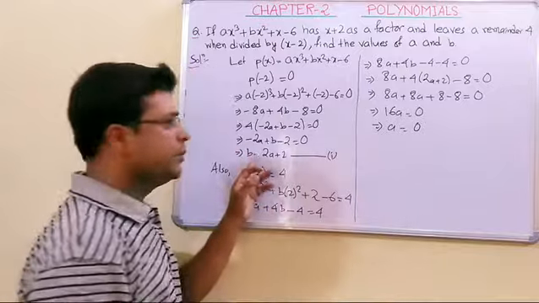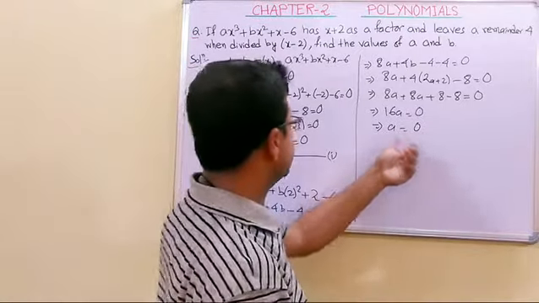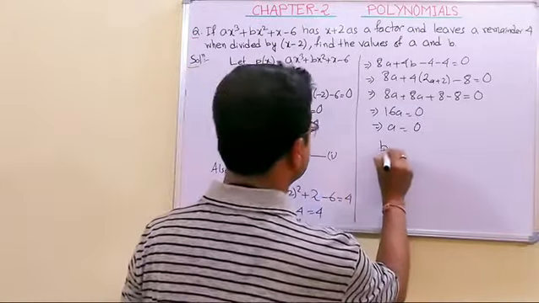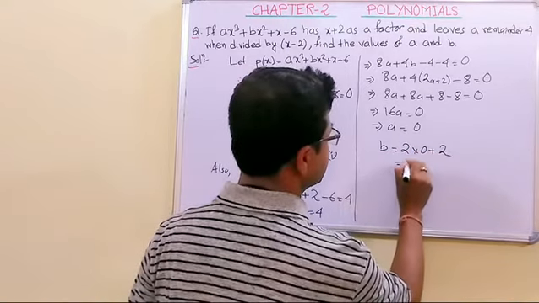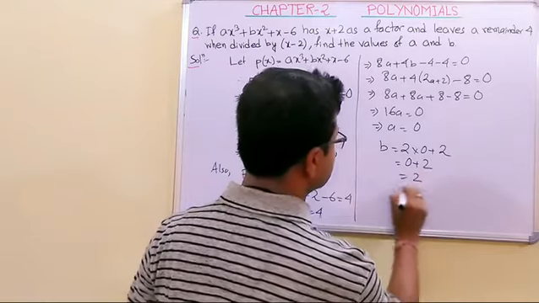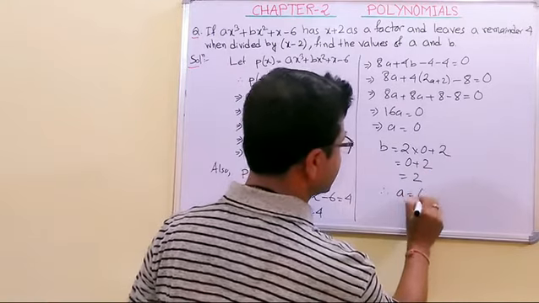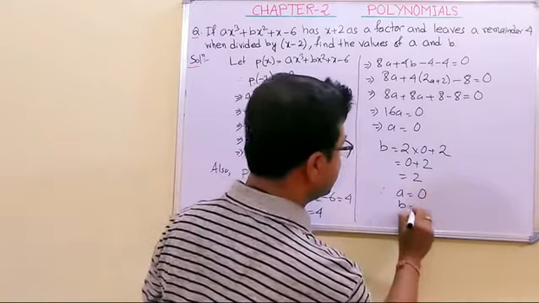Now we have to find the value of b. Putting the value of a equal to 0 in equation 1, we get b equal to 2 into 0 plus 2. So b is equal to 0 plus 2, which is 2. Therefore, we have got a equal to 0 and b equal to 2.